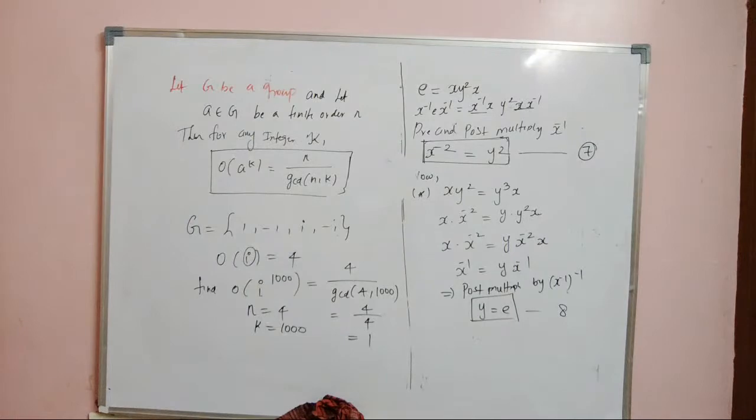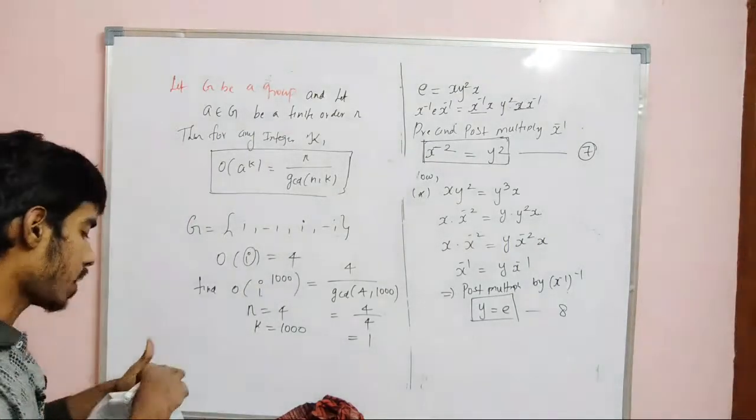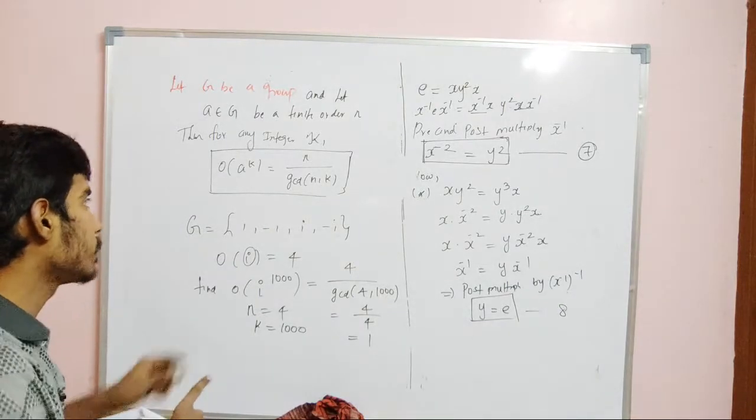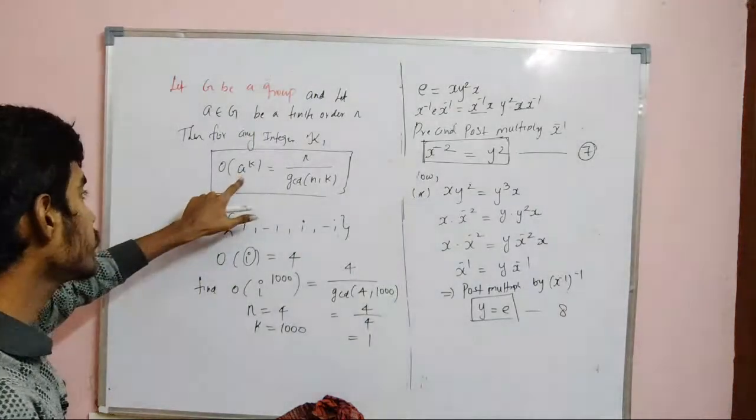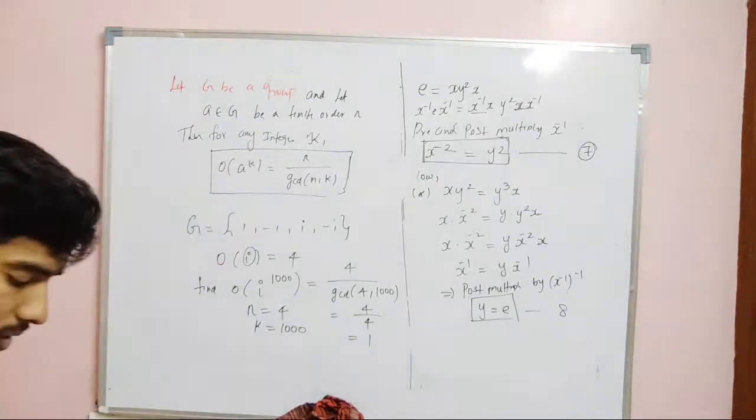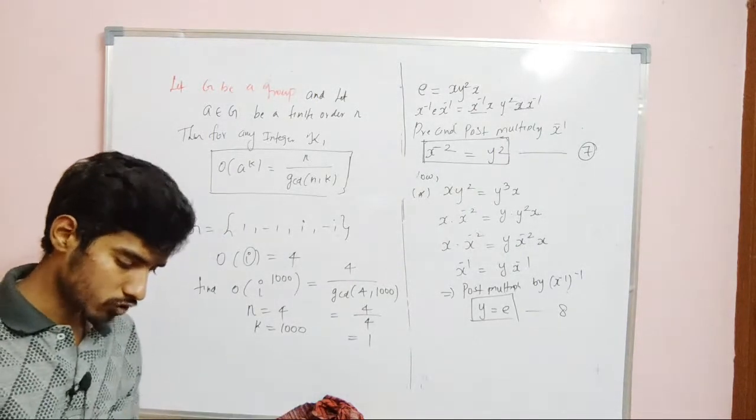So you can quickly, straight away do this in a fraction of a second if you know the formula: order of a power k is equal to n by GCD of n comma k, where n is the order of a and k is the power we are raising. This is what the 19th exercise is saying. So you can do this very easily, right? It is a 3 to 4 line proof, you can follow that.